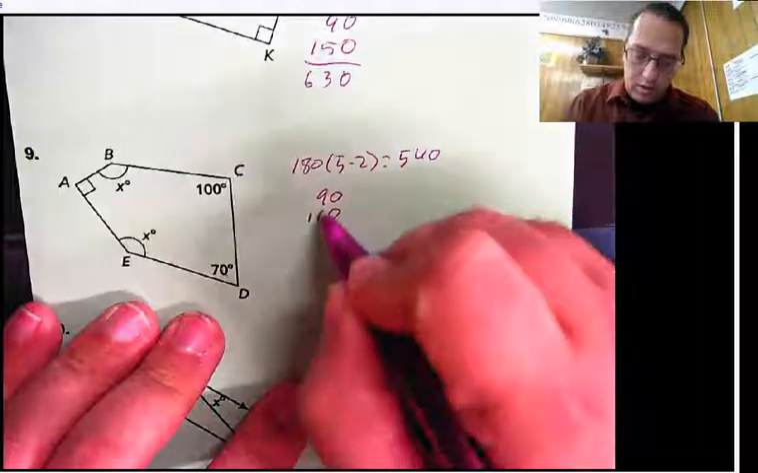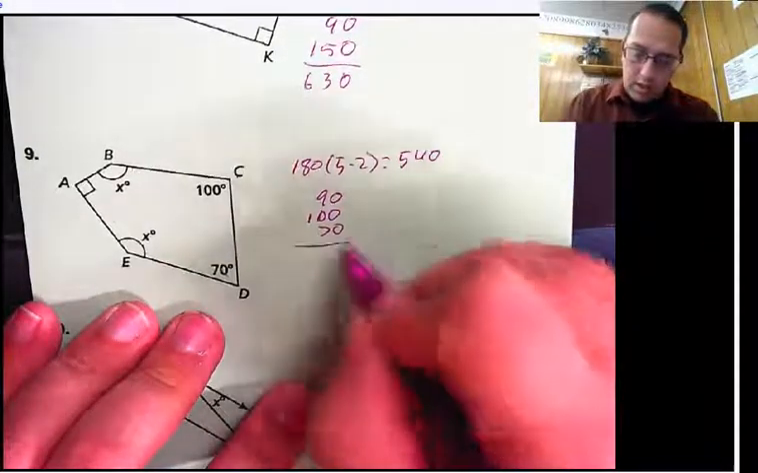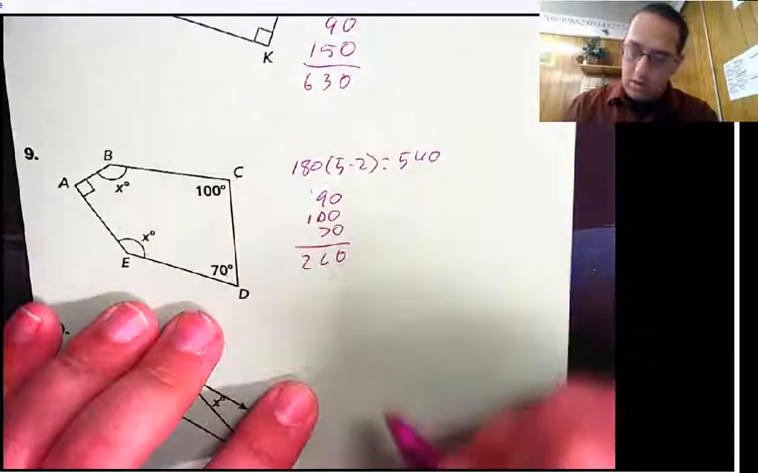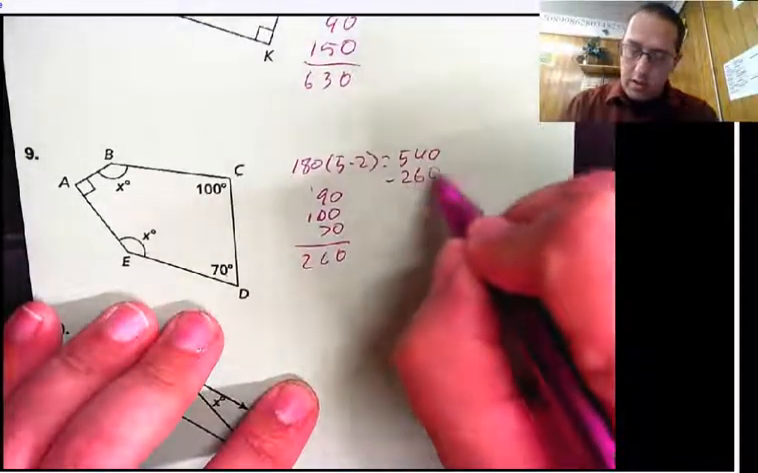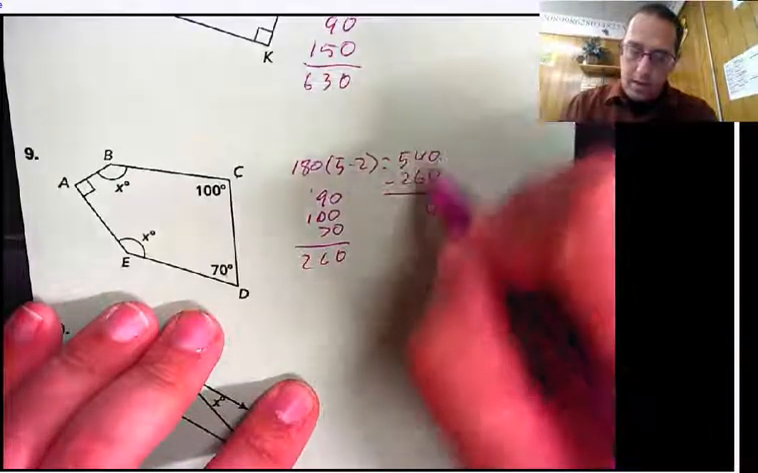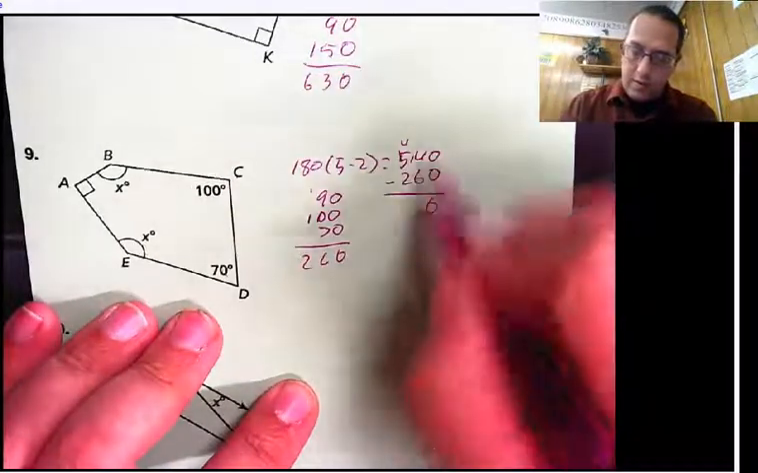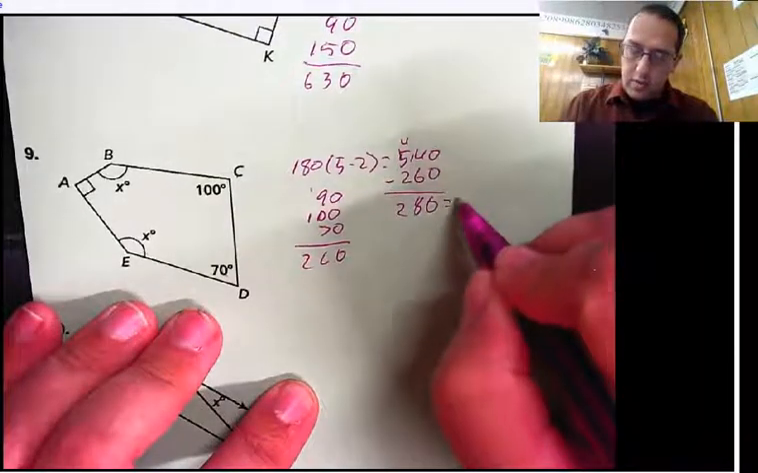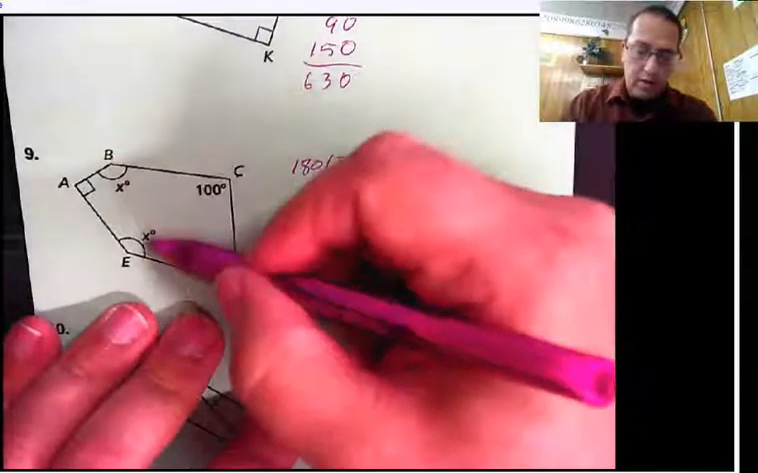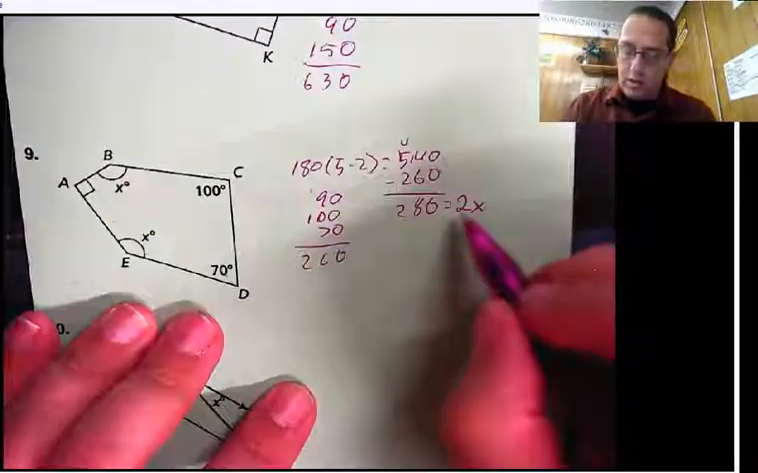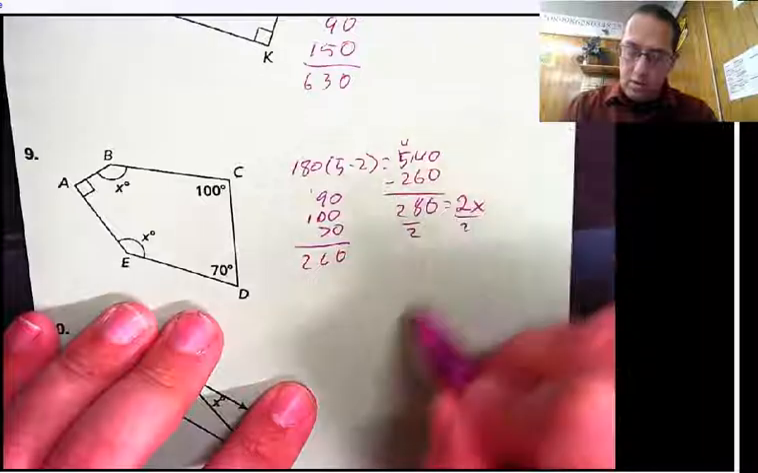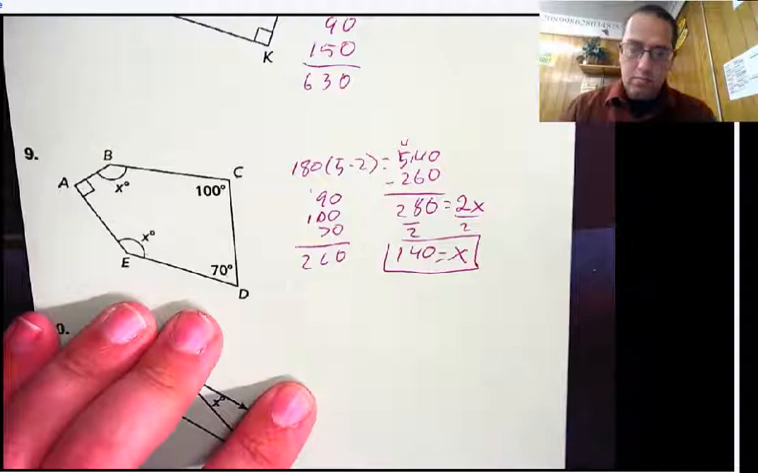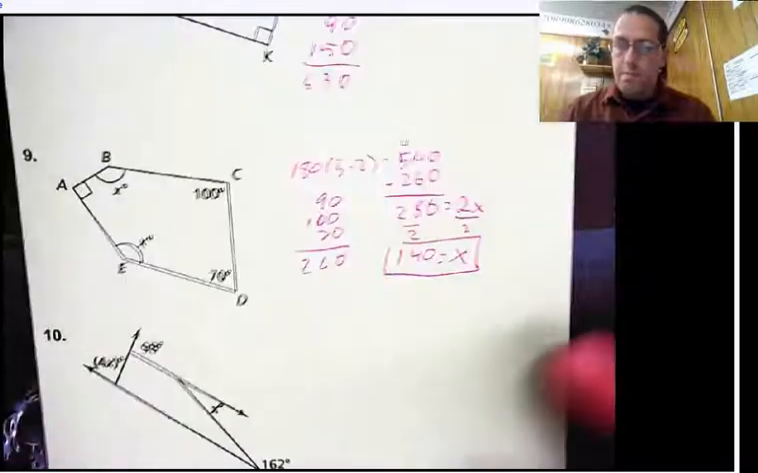And now let's add up the ones we have. 90, 170. So that's 0, 9, and 7 is 16. So that's going to be 260. 260. And that'll be 14 minus 6 is 8. And that's 2. Now this is going to equal 2x because we have 2 angles that are x degrees. So we just divide by 2, and x equals 140. Easy peasy.